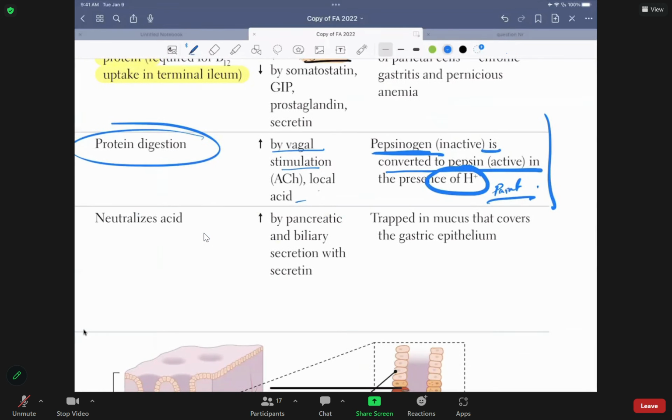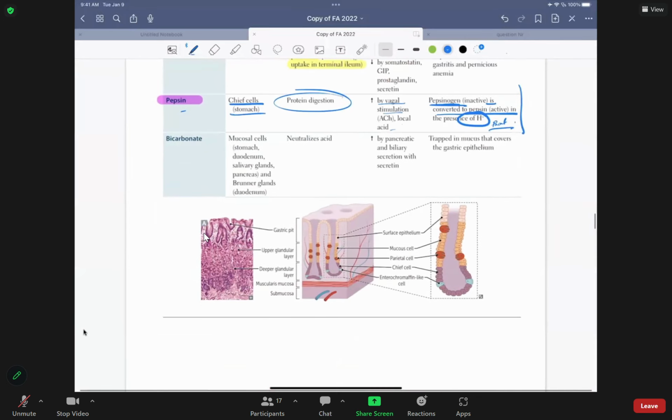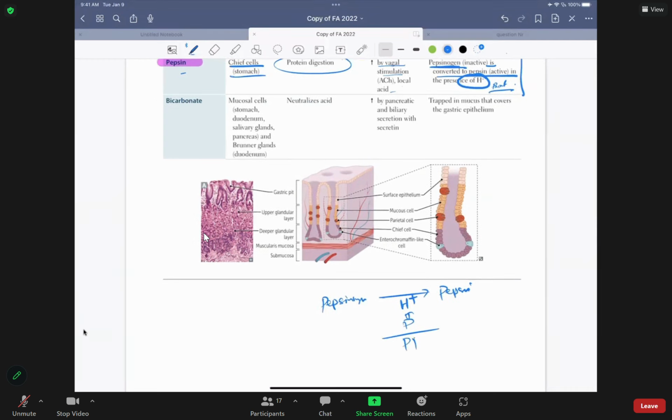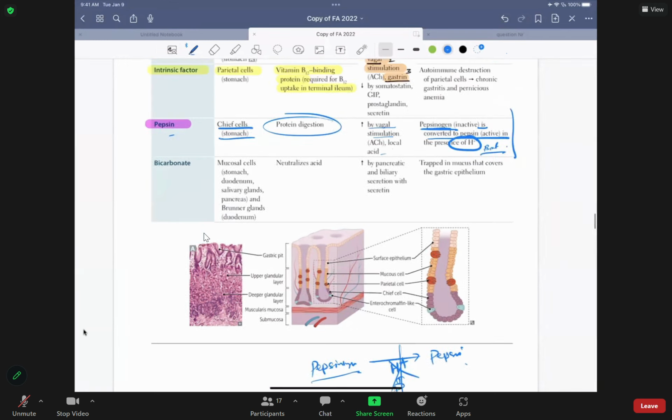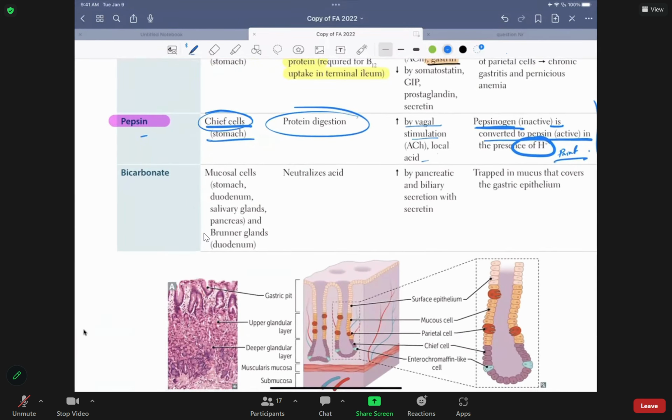Sure. What happens is, see, let me write this down here. You have pepsinogen becomes pepsin. Who does the conversion? H+. Where do you get the H+ from? Parietal cell, right? So if a person takes a PPI, that's a proton pump inhibitor, they inhibit the parietal cell from releasing the H+. Without that H+, pepsinogen will never become active, which means no protein digestion. Is that clear, folks? All right. That's released from the chief cell of the stomach.